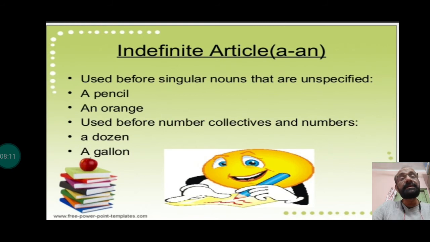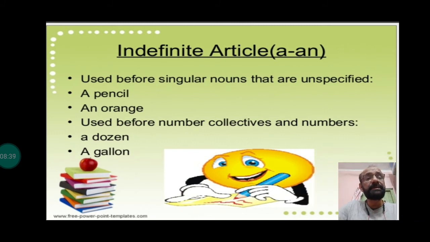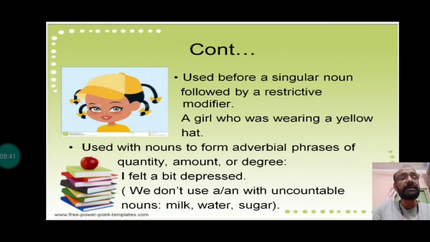The indefinite article is used before singular nouns that are unspecified. If it's not specified how many pencils, we'll say a pencil, an orange. It's used before a number of collectives and numbers like dozen. Although it represents 12, it's a plural noun but used as a singular. A dozen, 2 dozen, 3 dozen. So dozen is a group of 12, so it is used as singular. Similarly, gallon is also a measurement unit and we use it like that.